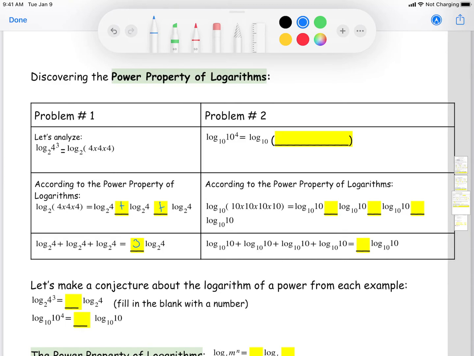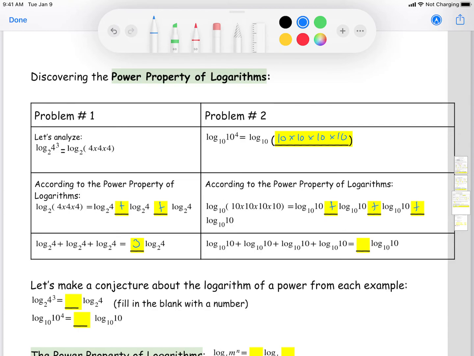For log base 10 of 10 to the 4th, notice where the 4 was originally and where it ends up. So if I look at log base 10 of 10 to the 4th, this is the same thing as log base 10 of 10 times 10 times 10 times 10. Now, according to the product property of logarithms, I keep saying power, I apologize, log base 10 of 10 times 10 times 10 times 10 is the same thing as log base 10 of 10 plus log base 10 of 10 plus log base 10 of 10.